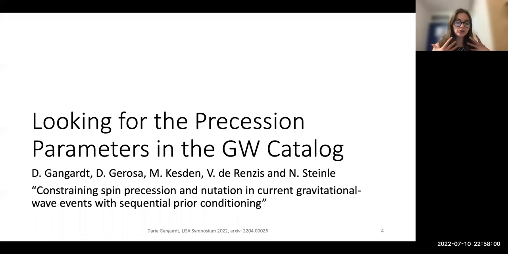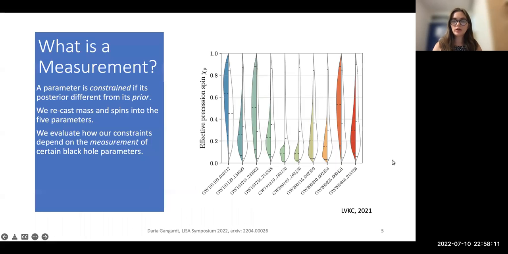One of the things that we wanted to then do as a natural follow-up is to look for these 5 precessional parameters in the gravitational wave catalog. To say exactly what we want to do is that we want to compare posteriors of our 5 parameters to their priors, just as is done here in this figure from the LIGO-Virgo-KAGRA collaboration, where they compared the posterior on the effective precession spin chi p, shown in the colored distributions, to the priors, which are shown in the white distributions.